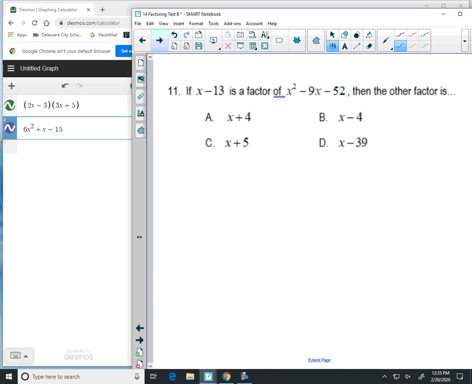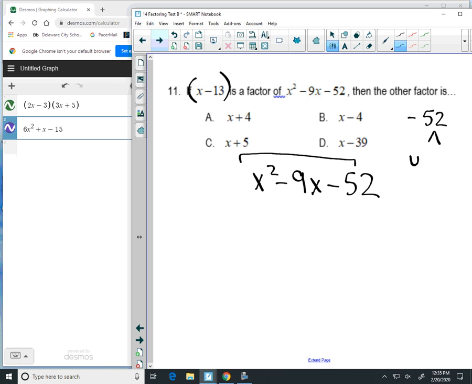All right, so if x minus 13 is a factor of x squared minus 9x minus 52, then the other factor is. Okay, so what this is saying is x minus 13 is one of the factors of this trinomial. If we did a times c is the key, we would have to factor out negative 52. That's not fun. So let's use Desmos to help us through this.